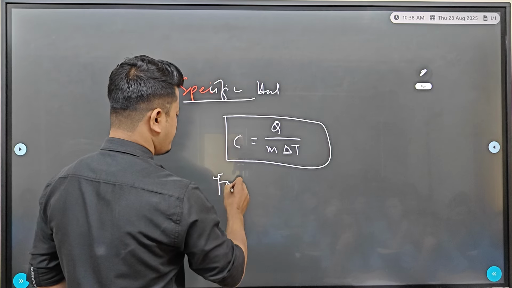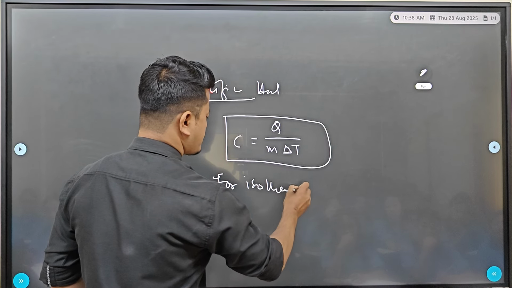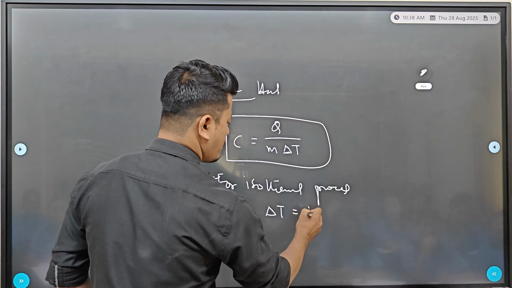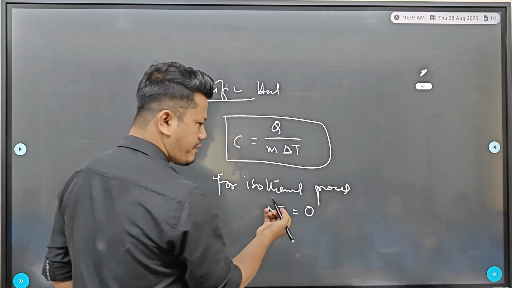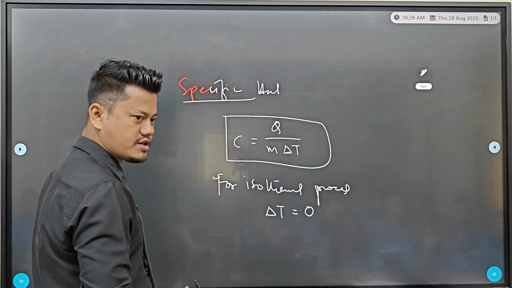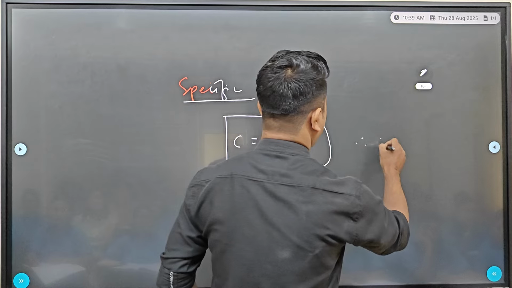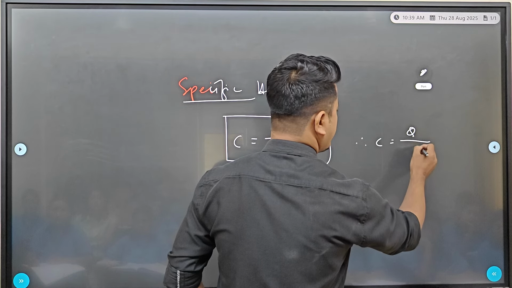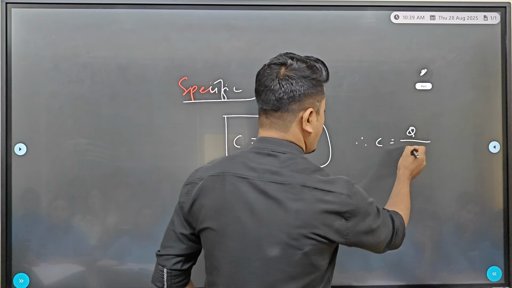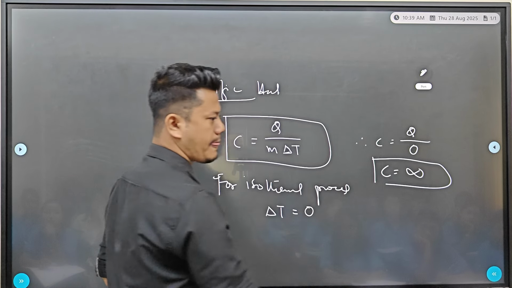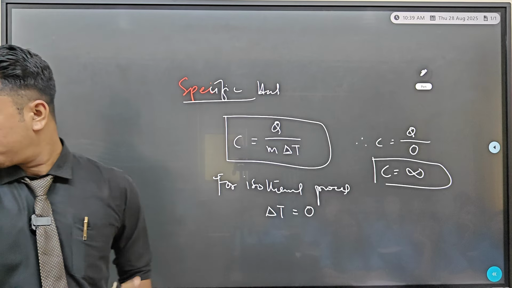For isothermal process, change in temperature should be always equal to 0 or not? Why? Temperature remains constant. So there is no change in temperature, right? Therefore, what should be the value of specific heat? Q by, this term will be 0. So I'll be getting Q by 0, it means specific heat will be infinite value for isothermal process. Please keep it.